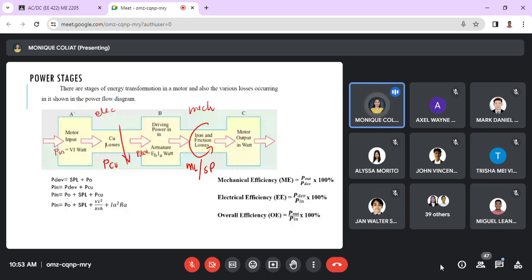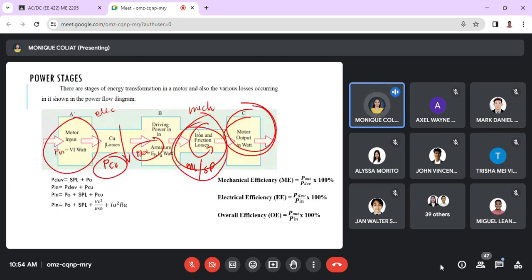To get PN, so si PN, that is PDEV plus PCU. And to get PN also we have PO plus SPL plus PCU. So lahat ng losses. And we will have PN is equal to PO plus SPL plus VT squared over RSH plus I squared RA. So, remind ko lang kayo na yung VT dito is VS. Okay? Parang ganun pa rin, di ba?